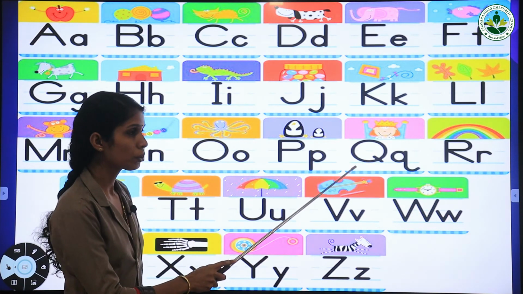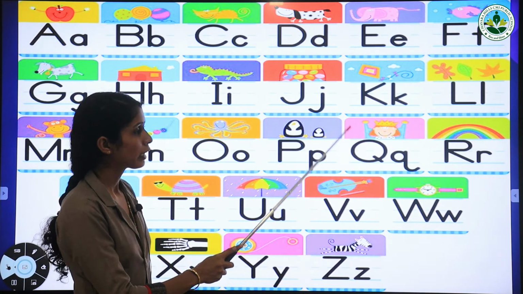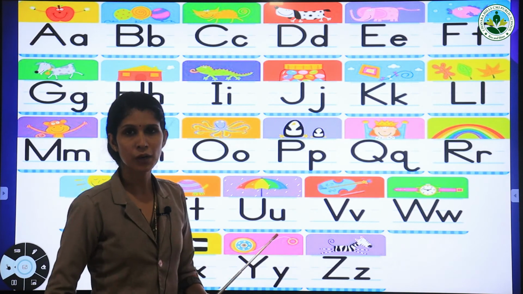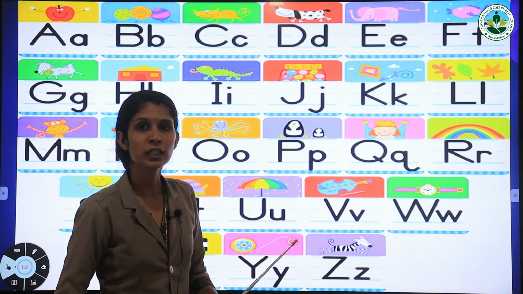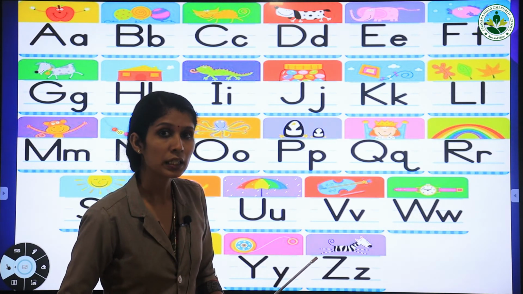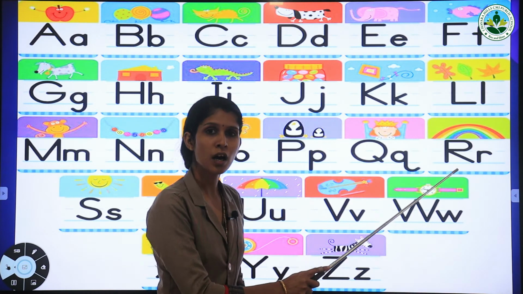Capital letter Q and small letter Q. Say once again, capital letter Q, small letter Q. Say the sound of letter Q. The sound of letter Q is Q. Q. And our next letter, letter R.